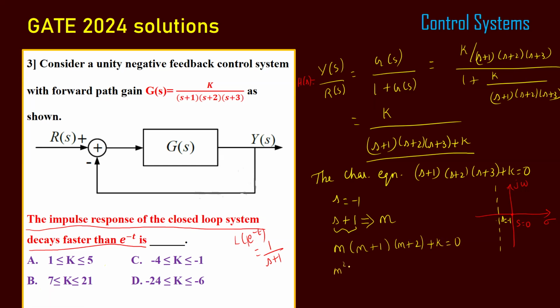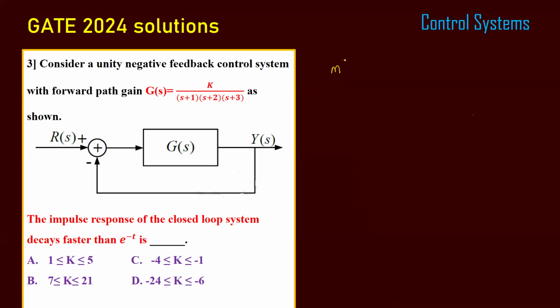Let me simplify this equation. m square plus m, into m plus 2, plus k equal to 0. Simplifying, m cube plus m square plus 2m square, that becomes 3m square, plus 2m plus k equal to 0. So m cube plus 3m square plus 2m plus k equal to 0. This is the characteristic equation for which s equal to minus 1 is the reference axis. We need to find the value of k for that condition.